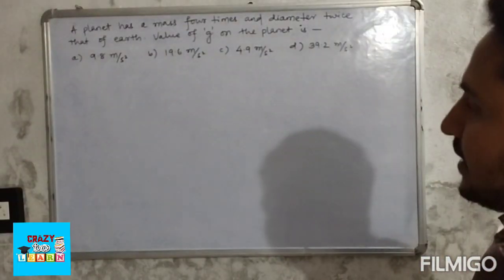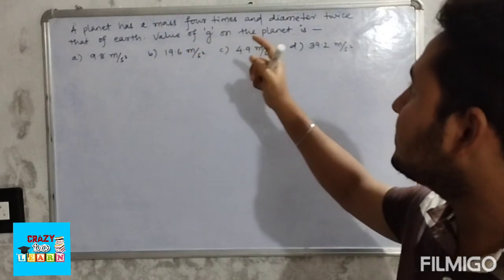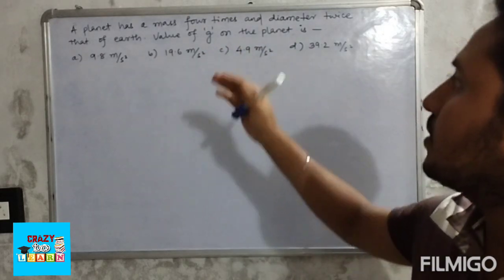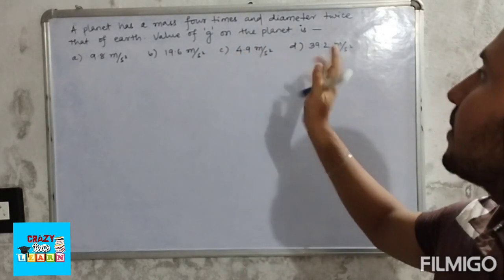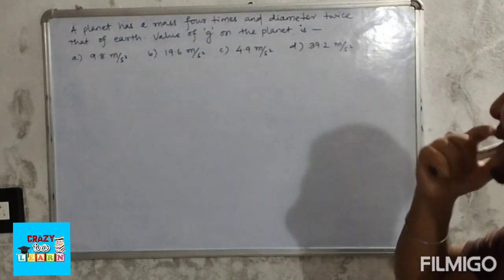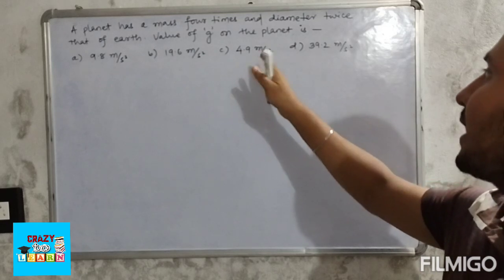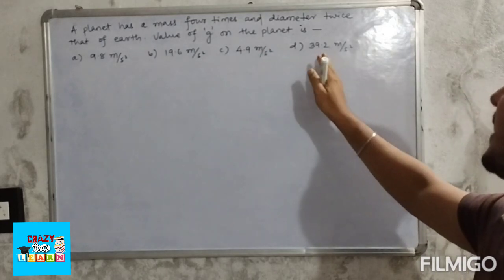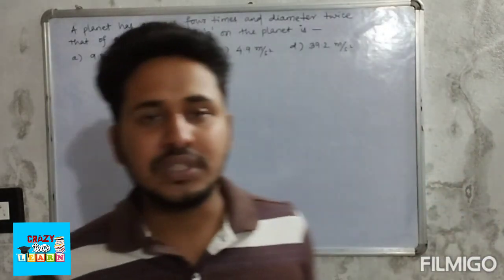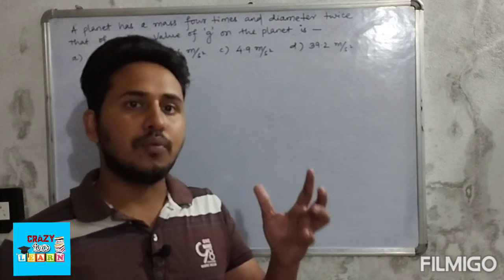Today's first question is: a planet has a mass 4 times and diameter twice that of Earth. The value of g on the planet is: A, 9.8 meter per second square; B, 19.6 meter per second square; C, 4.9 meter per second square; D, 39.2 meter per second square. So before going to this question, I want to give some hints about Newton's law of gravitation.